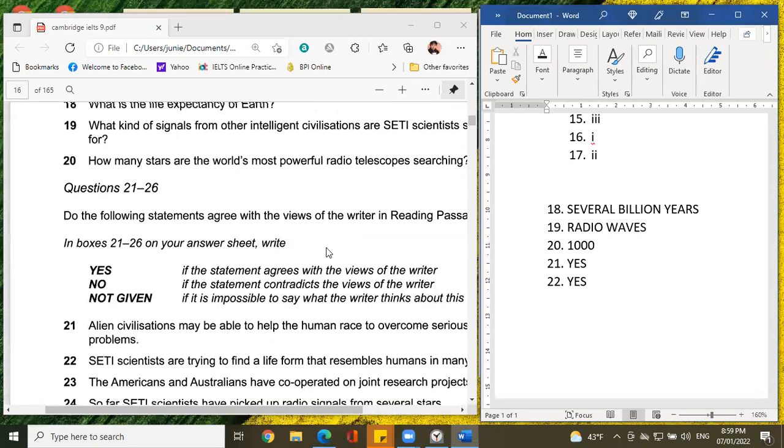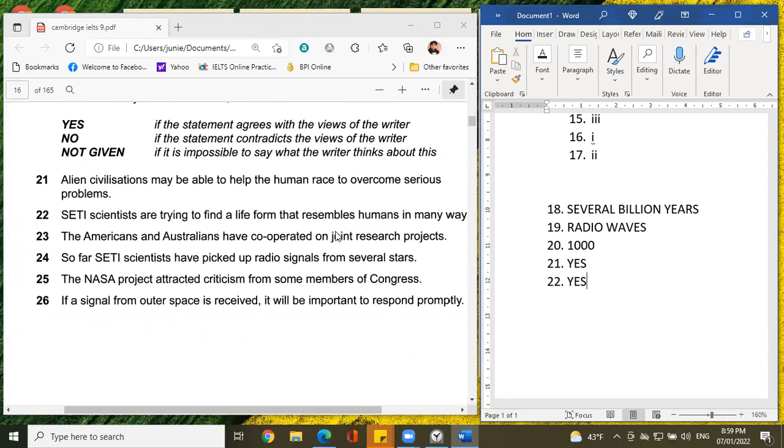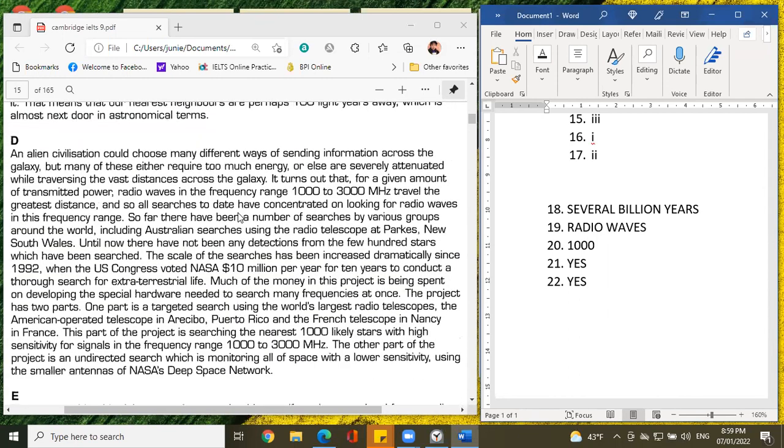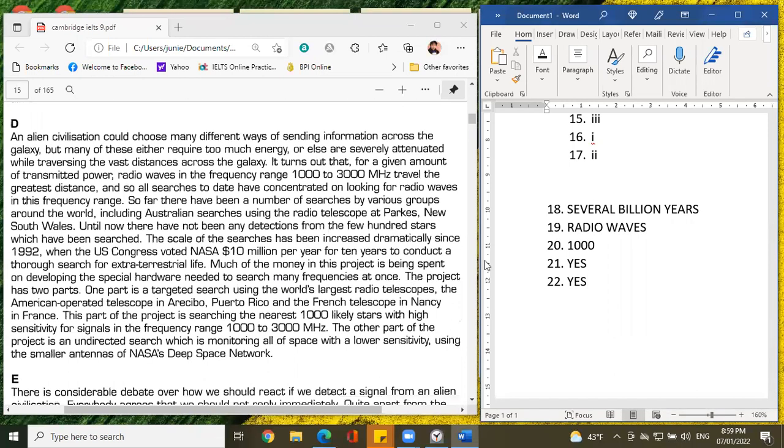Then, Americans and Australians have cooperated in joint research projects. Nag-cooperate ba sila? Ayan na yung US Congress. Ayan yung Australian. So far, there have been a number of searches by various groups around the world, including Australian searches using the radio telescope at Parkes, New South Wales. Until now, there have not been any detections from the scale of them have been increased dramatically since the US Congress voted. Wala, it doesn't say, guys. Not given yan. Walang sinabi. Not given. Not given. Oh, 24, no na yarn.